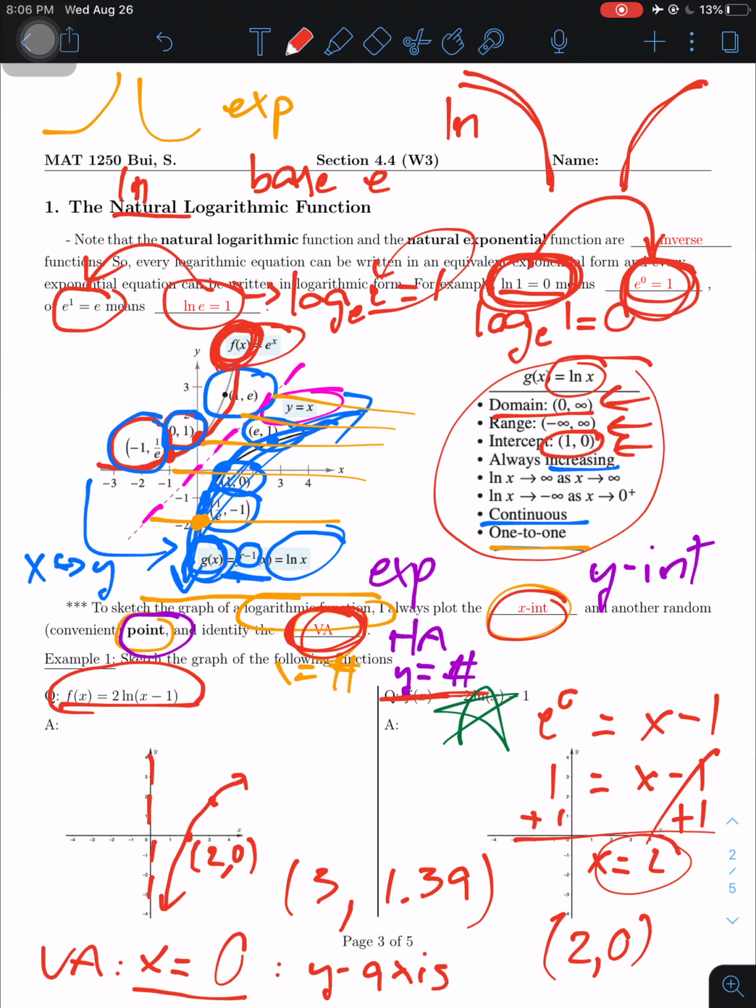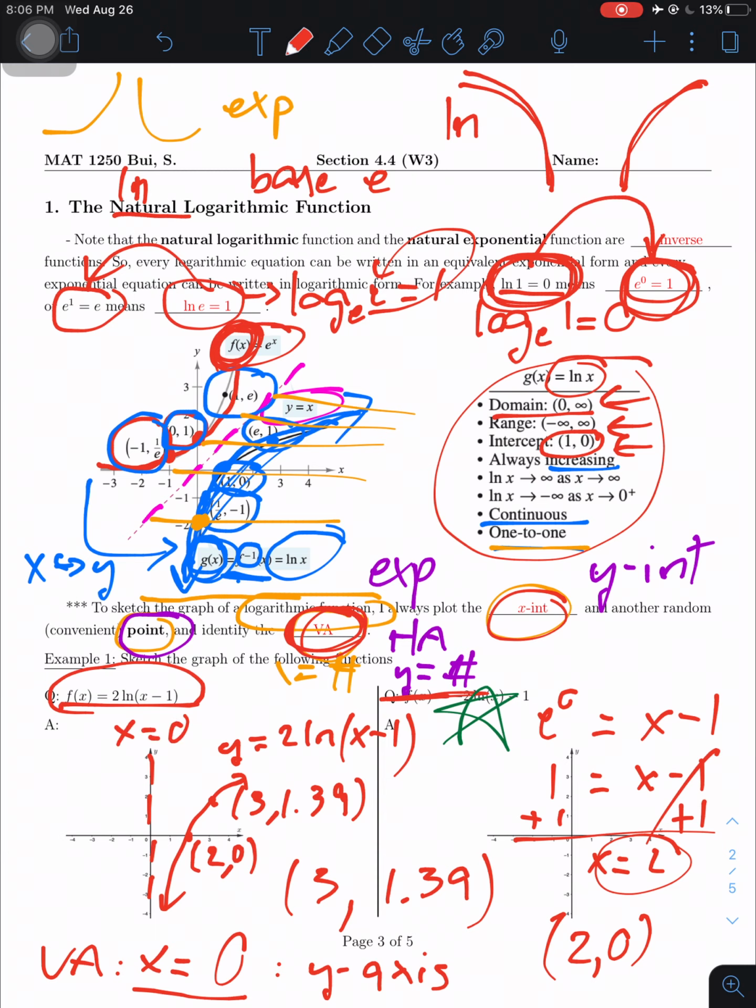Okay, so the second point that we had in here is (3, 1.39). And this curve in here has a name. It is called f of x or y, it doesn't matter. You can write it either way: equals 2 ln of x minus 1. And lastly, for the vertical asymptote, you can just put x equals 0. Okay, so this is how you label them.